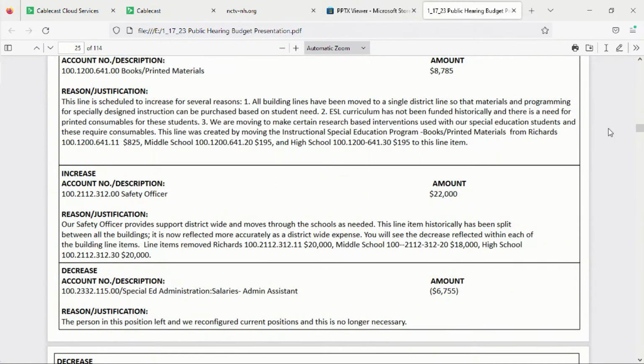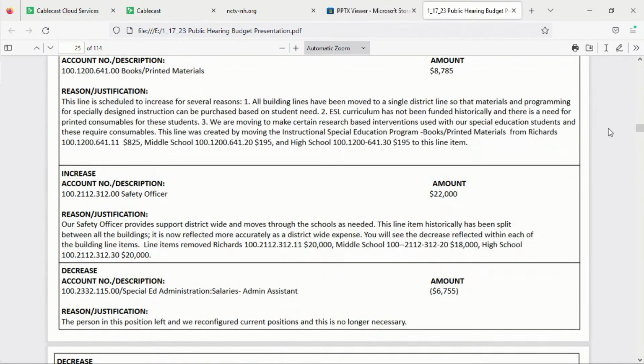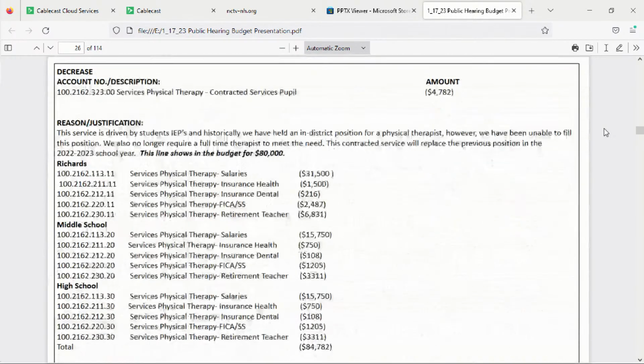So again, this is an increase. It's the books and printed materials, and so it's coming from each line. So it's an increase of 8,785, but the majority of it was pulled from each line. School safety officer is an increase of 22,000, but the majority of the salary was in each line for Richards, Middle School and high school. Then we have a decrease, so that's the admin assistant, and I think it's just because of different people holding different positions. Physical therapy, it is down. And then you have the physical therapy below, and it just maps out where things are at for each building.